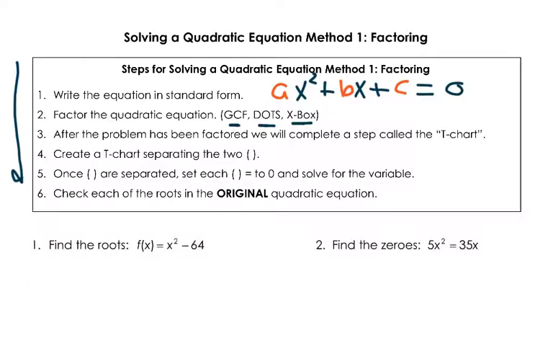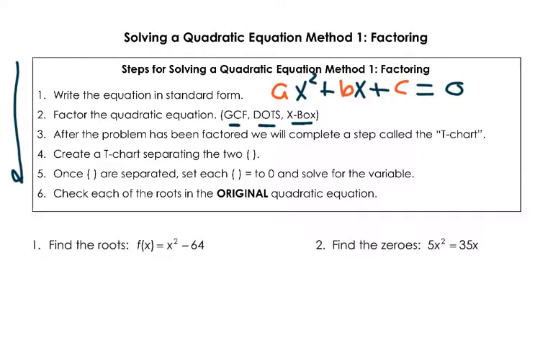After the problem has been factored, we will complete a step called the T-chart. You create a T-chart to separate the two parentheses. Remember, we want to solve for x, so we want to find the zeros. With the zero property rule, which is on page 2 in our vocabulary for that day, we set them both equal to 0 and solve for the variable. If you want to check the root, you can put it back in the original quadratic equation and see that it equals 0.